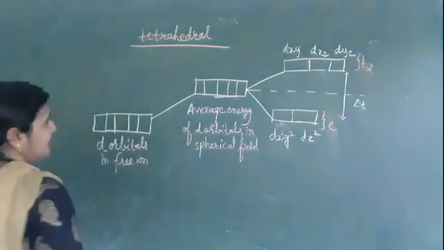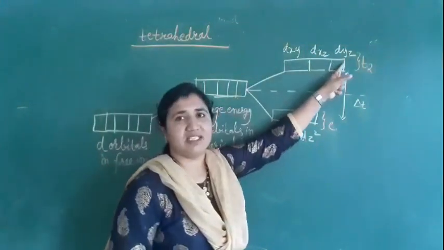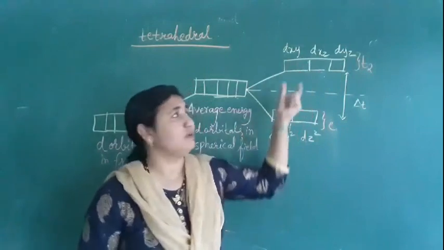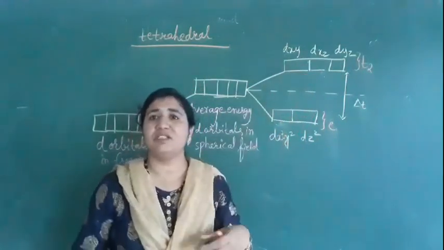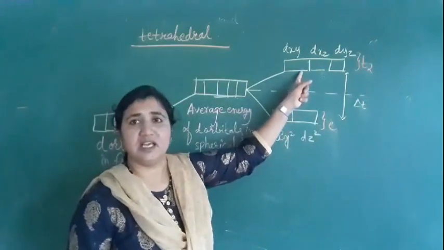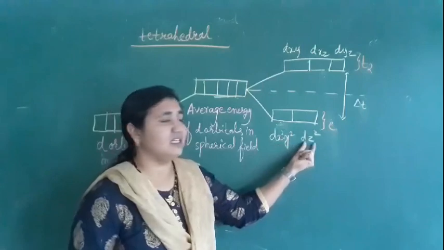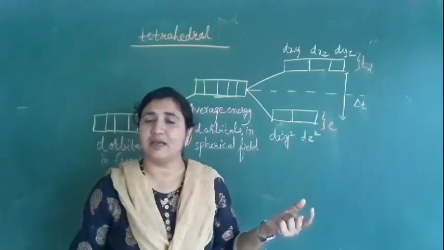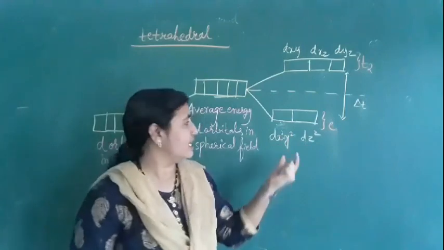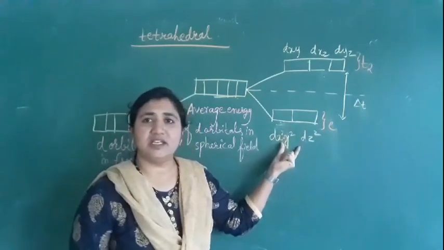So that's why in between the axis we have dxy, dxz and dyz. These orbitals, the electrons present in these orbitals, experience more repulsion. Due to that their energies increase. And dx square minus y square and dz square are along the axis, but the ligands are not approaching along the axes. That's why they experience less repulsion, so their energies decrease.